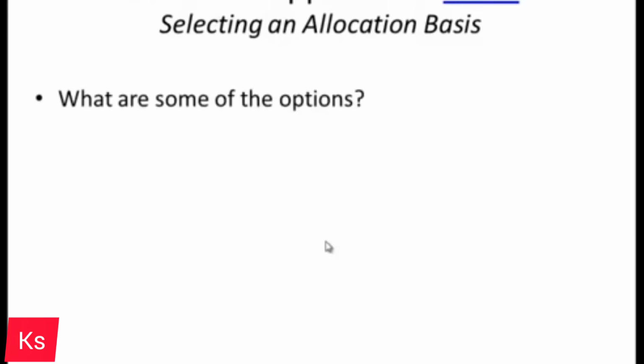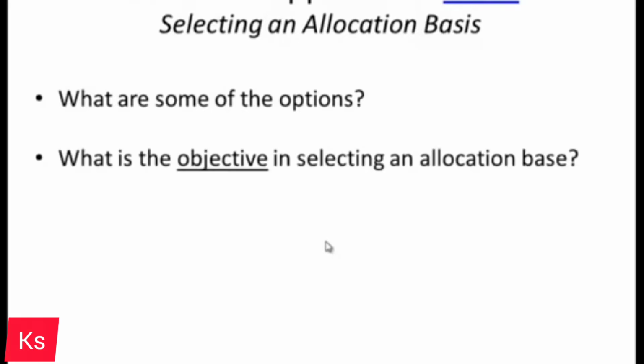So let's think about the how part of allocating overhead. Let's assume we've already decided what items we're going to treat as overhead, and so now we need to think about how we're going to go about allocating that overhead. And the first thing we have to decide is what we're going to use as the allocation base. What are some of the options? As we've already mentioned, some of the options are direct labor, direct material quantity or direct material cost, really most anything that you can think of that you can measure for all of your products. Anything that those products consume that you want to use as the basis by which you're going to apportion the overhead across those different products.